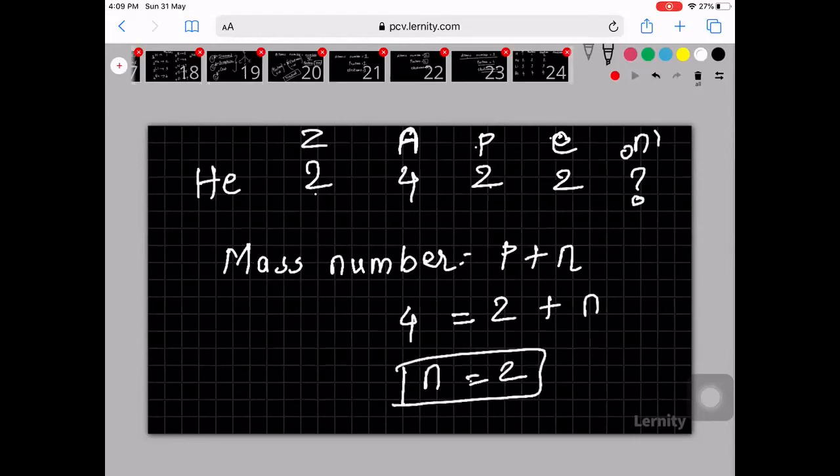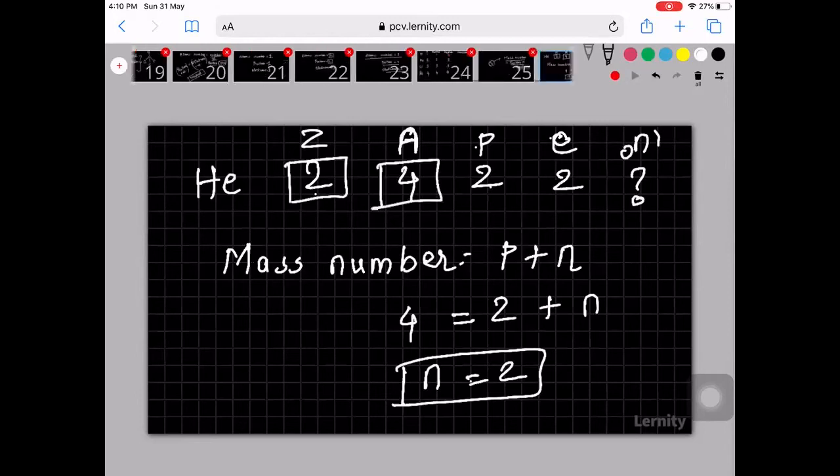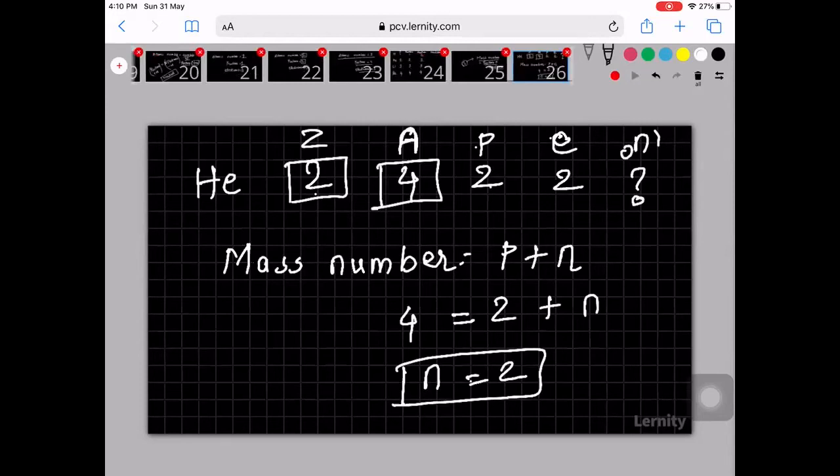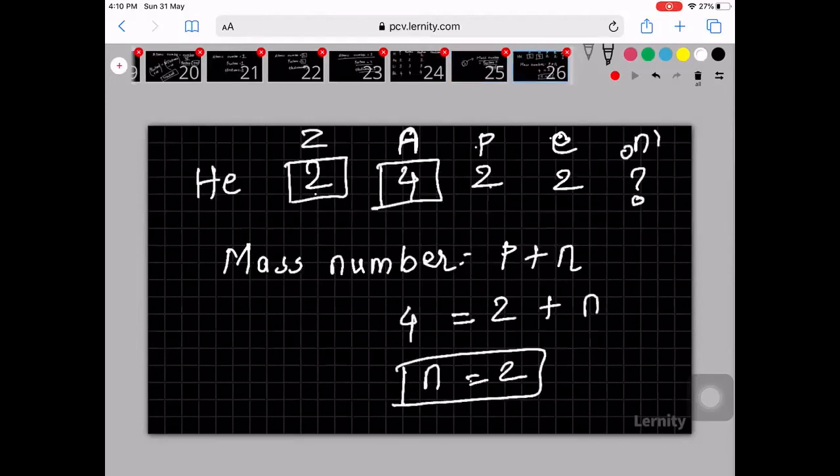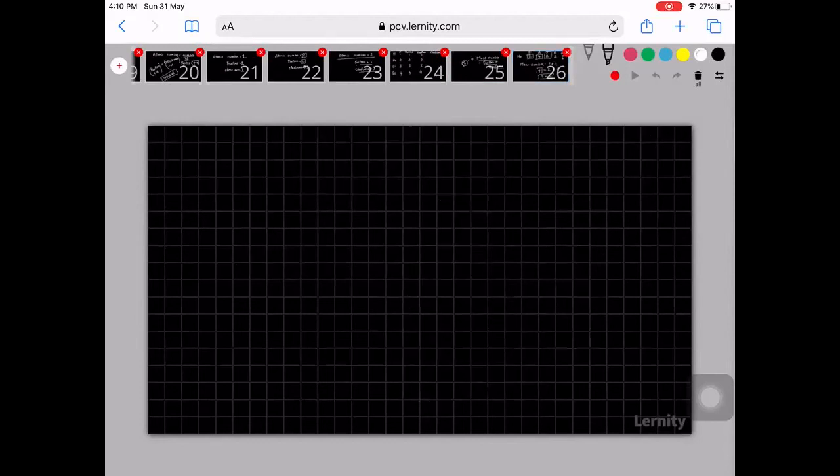Clear? Just copy down this. Listen. Atomic number of helium is 2. Mass number of helium is 4. What did I say about mass number? Mass number is equal to number of protons plus number of neutrons. So in this case, helium has 2 protons. Its mass number is 4. So the number of neutrons will be equal to 2. Clear? Shall we look at the next one?